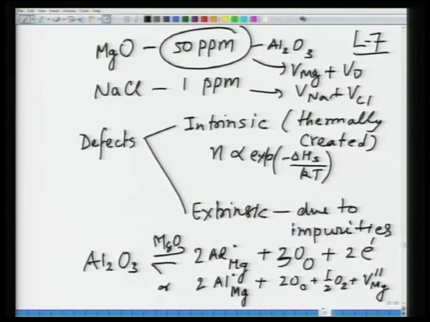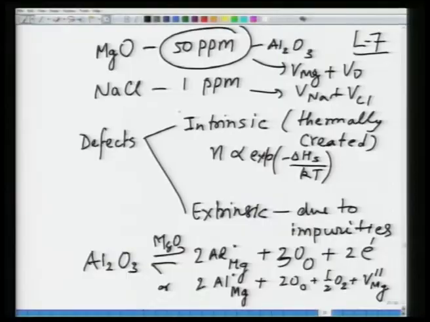This means the number of defects created by impurities is much larger, and this is extremely significant at lower temperatures rather than at high temperatures, whereas NaCl has only 1 ppm tolerance. So even at the same homologous temperature, the defects created by impurities in MgO are about 50 times higher than in NaCl, which is contrary to just thermally created defects.